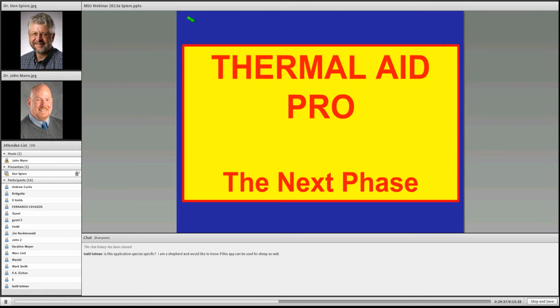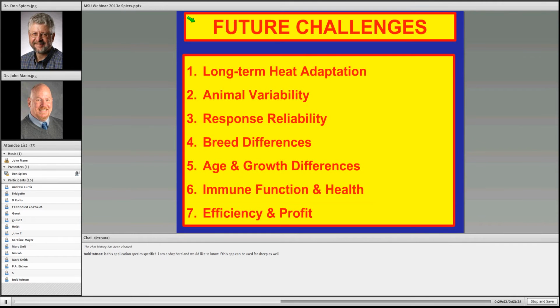We're already starting to think about what to do for the future. We know that there are things associated with the app as it currently stands that are issues. It's not the perfect app by any means. It's only the first phase of this. So we're already thinking about the next phase, which we call Thermal Aid Pro. There are many challenges in trying to identify the heat stress that's out there. As I said before, the temperature humidity index that we're using out there is one that's a very general one.